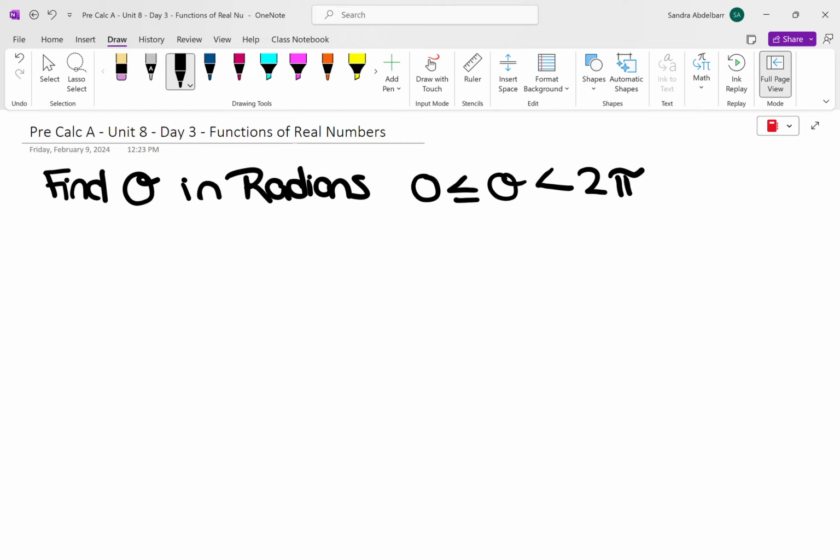Okay, so for all these problems, I want to find theta in radians, and we're between 0 and 2 pi. We're including 0, we are not including 2 pi. So let's say I tell you cosine of theta is root 2 over 2.